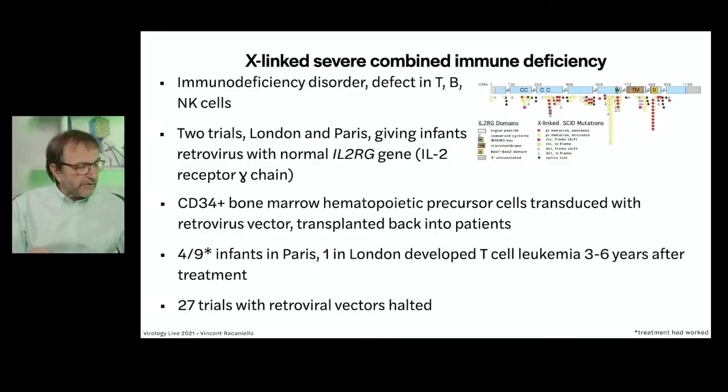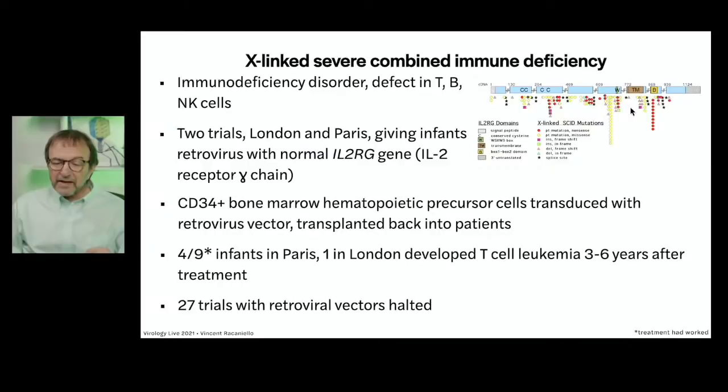So X-linked severe combined immune deficiency, as I said, a defect in T, B, and NK cells. And this is a map of the IL-2 receptor gamma chain gene. And all of these colored symbols are various mutations that have been identified in the gene in patients with X-linked SCID. And so you have to correct this. This gene is defective. There's the transmembrane domain, for example. And so these changes are throughout the gene.